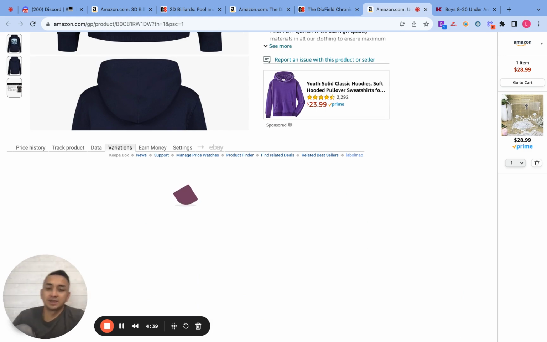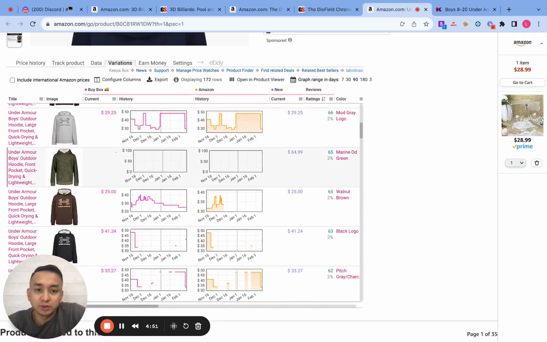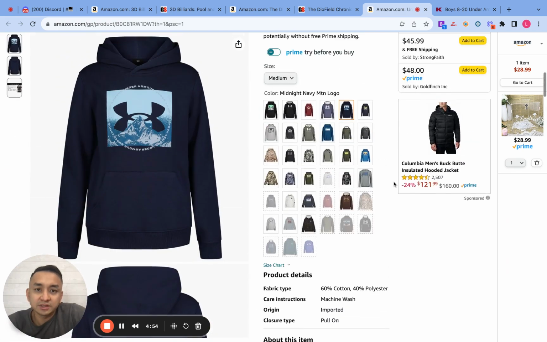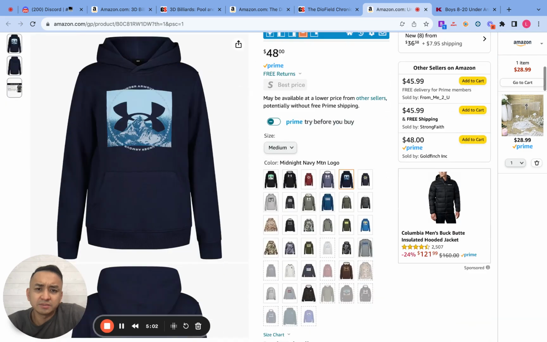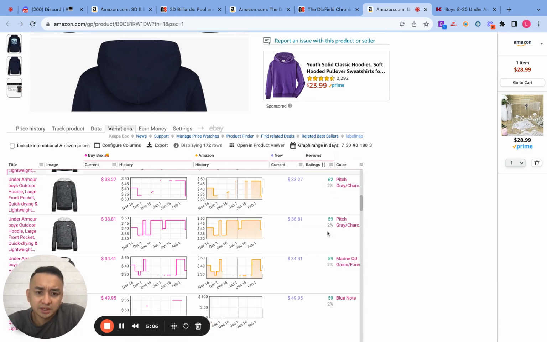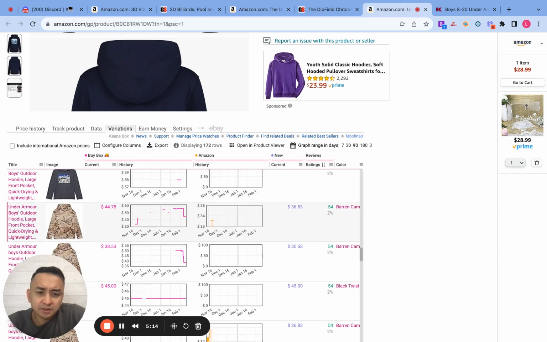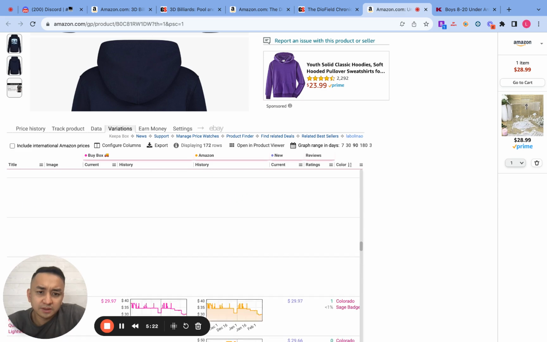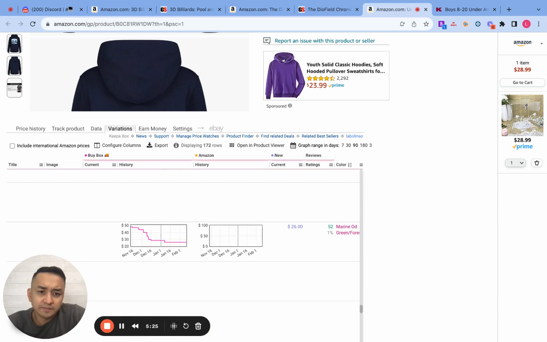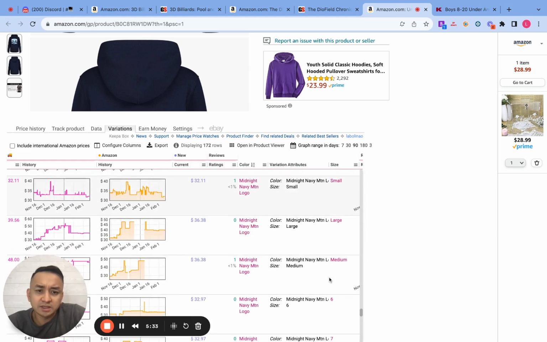So this one's going to be interesting because we're going to have to look at the exact sales per variation on Keepa. And there are a lot of variations on this one. So I would look for the blue color. It's a midnight navy mountain blue. Yeah, so midnight navy mountain blue, size medium. Okay.